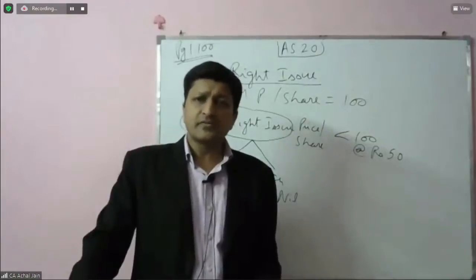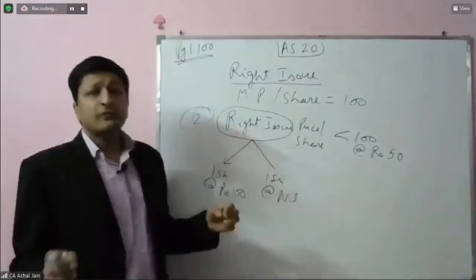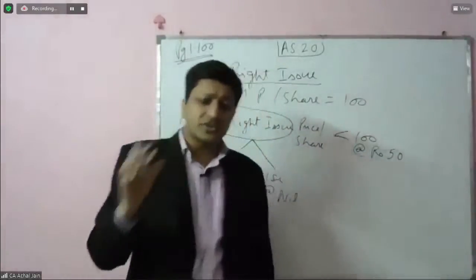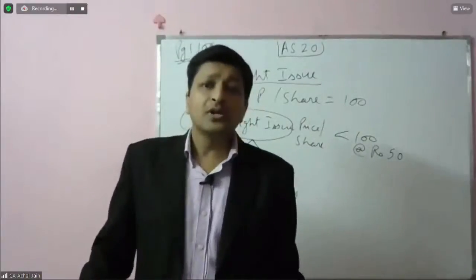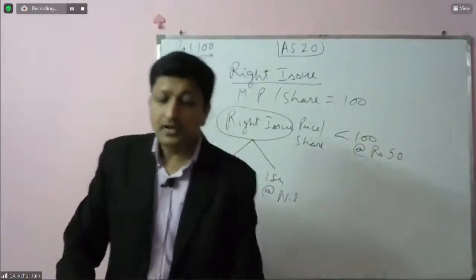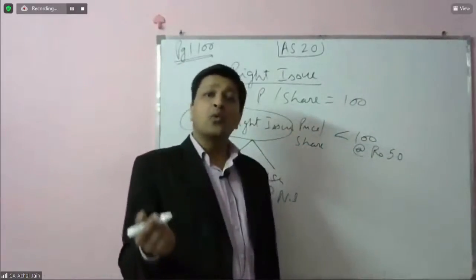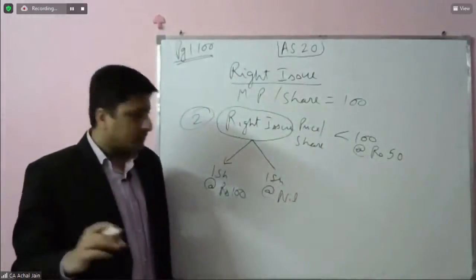Same thing happens in case of bonus issue, but the only problem is that now when we are talking about right issue, we understand that there is some element of bonus issue involved in this. But what is that element? Means what is the proportion of bonus issue in this? We don't know.